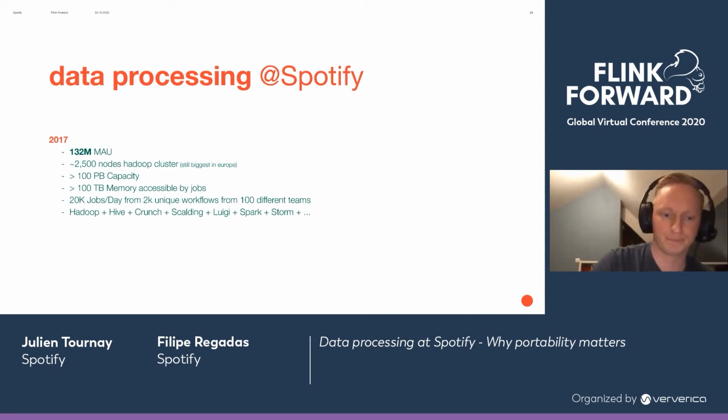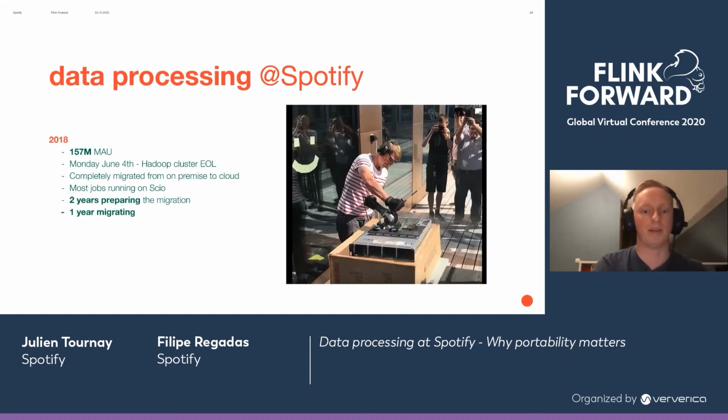So in 2017, Spotify actually started to migrate to a different solution, and started to migrate to the cloud. And migrating to the cloud was work that finished 1 year later, in 2018. At that point, Spotify was roughly at 160 million monthly active users. And in June, the Hadoop cluster was completely shut off. You can see one of my colleagues on the right side who's literally dismounting the cluster with a saw. So at that point, most of the jobs were ported and running on Scio.